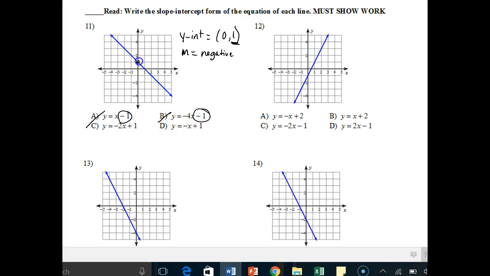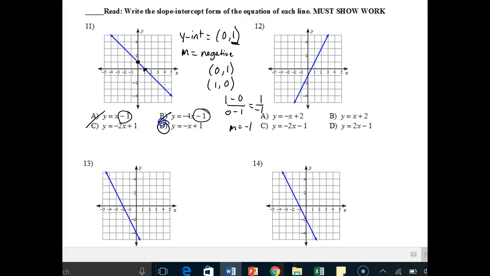So now what you want to do is take 2 points. I'll take 0, 1 and 1, 0. And now we have to find the slope. So 1 minus 0 over 0 minus 1. Your slope is 1 over -1. So your slope is -1, or D is your answer.